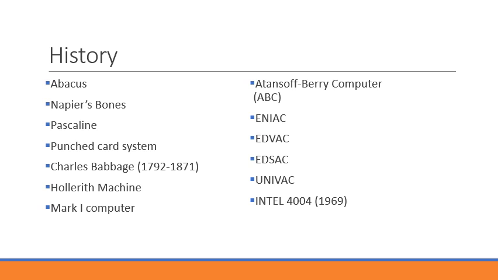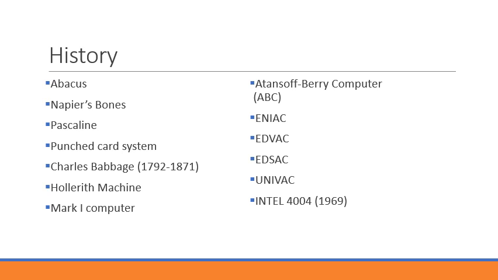Napier's bones. It is a device which consists of a set of rods made of bones. A Scottish mathematician named John Napier developed it. This device can perform multiplication and division.